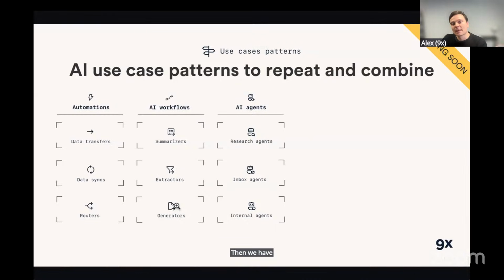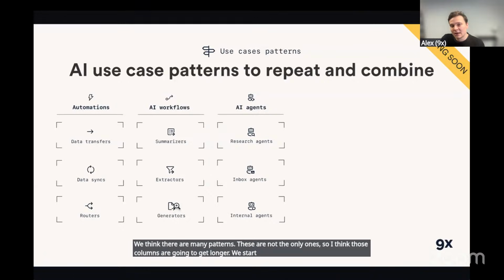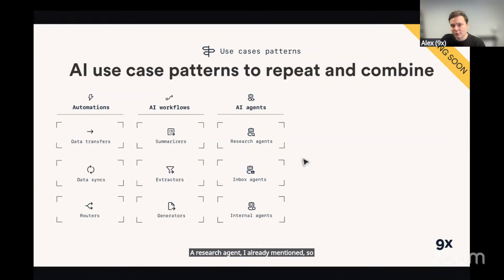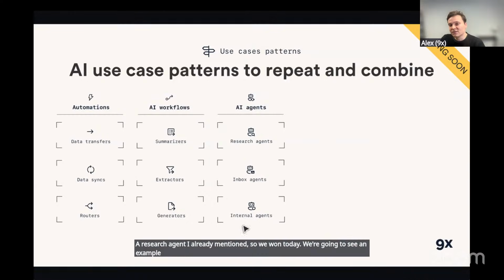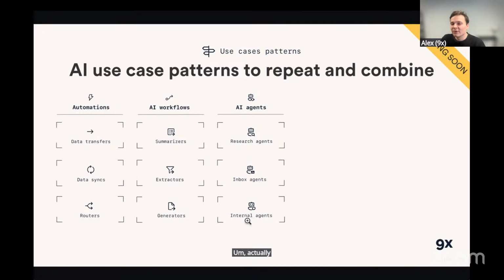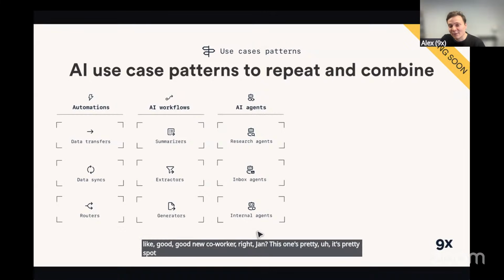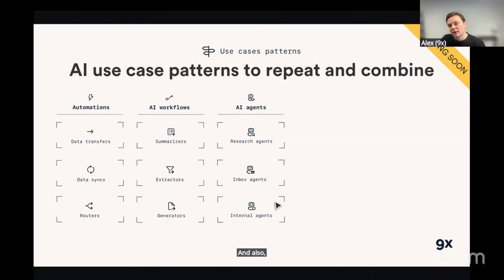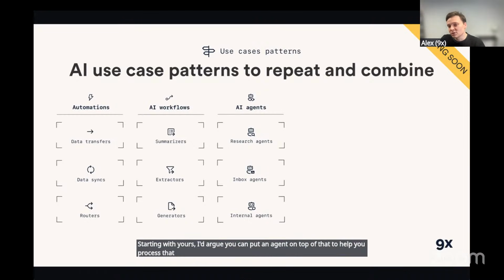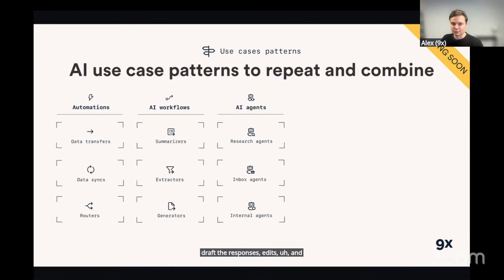Then we have agents. So AI agents, we think there are many patterns. These are not the only ones. So I think those columns are going to get longer. We start with 3. Research agents, already mentioned, so we won't see an example today. We're going to see an example of an internal agent. Actually, one of our good new coworkers, right, Jan? This one's pretty spot on. Very helpful already. And also inbox agents. So every time you see an inbox, starting with yours, I'd argue you can put an agent on top of that to help you process that. Not respond automatically, but to help you process, draft the responses, edit, and so on.